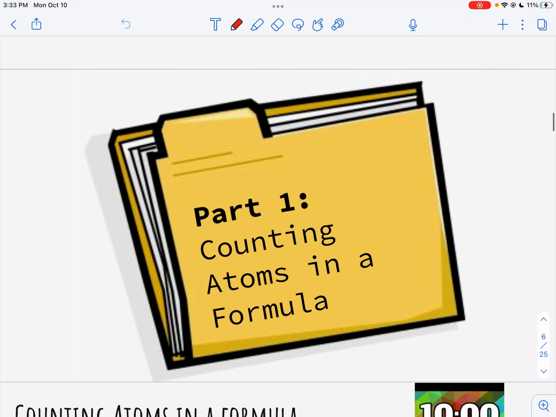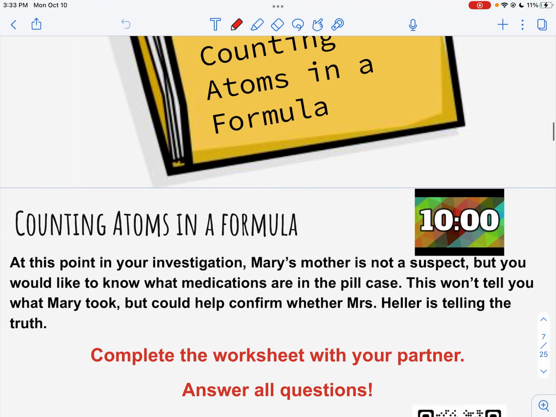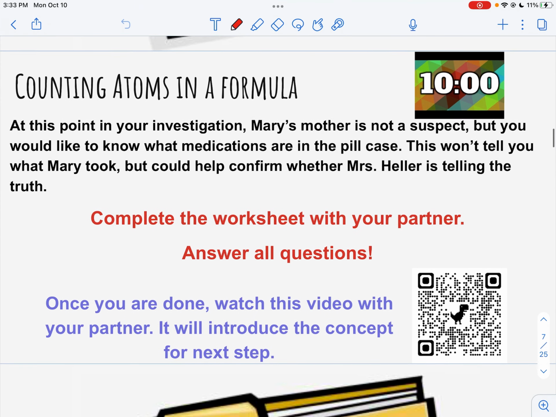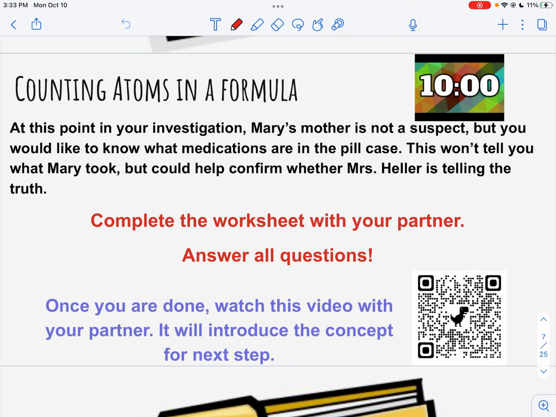The first part we're going to look at has to do with counting atoms in a formula. So it's going to be important to know the structure, or what our formulas are made of, what our medications are made of, as we continue on in the case. So you're just going to count how many carbons, how many hydrogens, how many oxygens, all of that kind of thing as you're going through. So there's some pictures to help you along on a few of them to get you used to it.